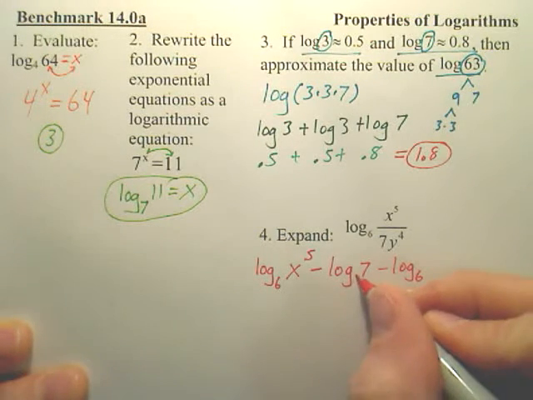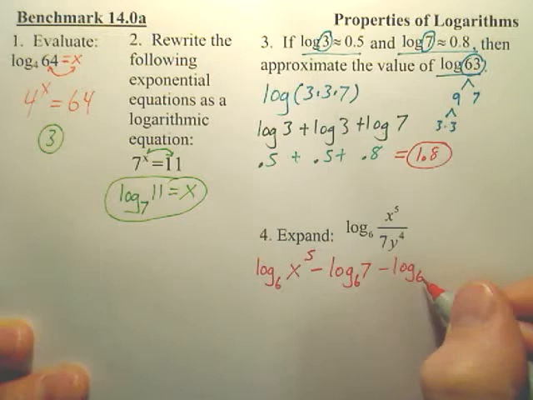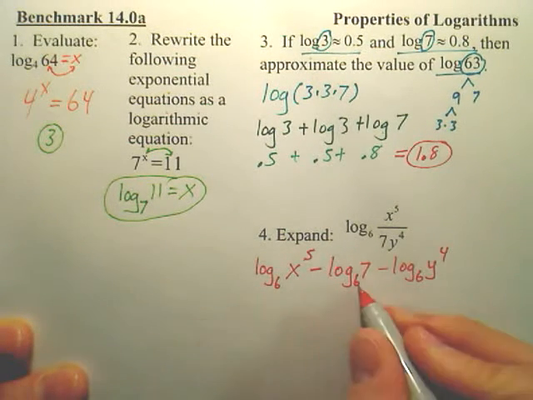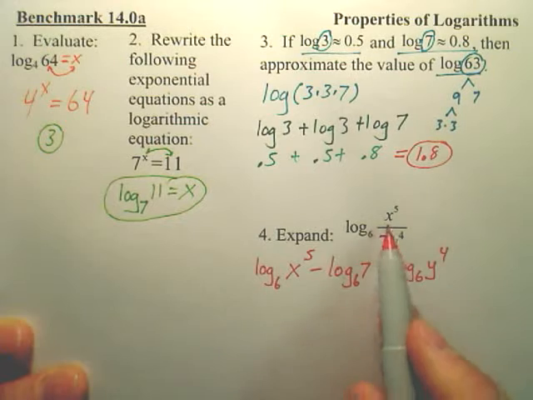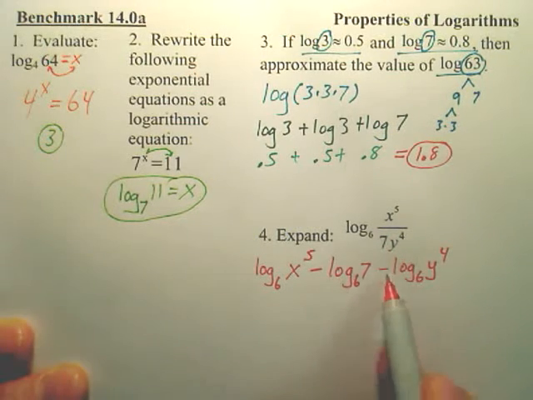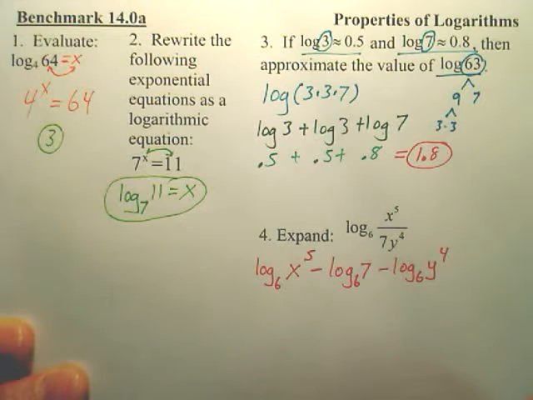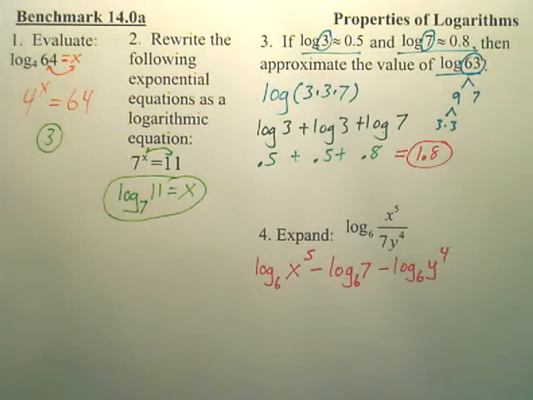log, oops, I forgot my base 6. It's so easy to forget them. Don't forget base 6 for all of them. y to the 4th. Again, don't forget the bases. So again, the 7 and the y to the 4th are both minuses because they both were divided from x to the 5th. So basically, if it's on the bottom, it's a minus because it's divided.